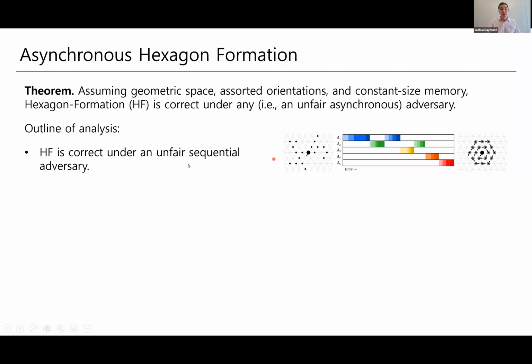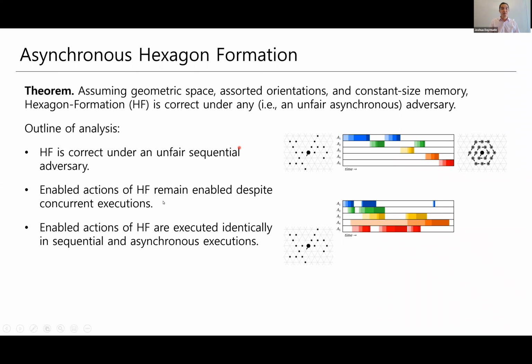How we prove this is we first show that the algorithm works in the easier sequential setting. This is the normal way that Amoebot algorithms are analyzed, so we know that sequential things work. Then we show two key properties. One, if an action is enabled, then it will remain enabled despite any concurrency going on in that Amoebot's neighborhood. Number two, if an enabled action is executed, then it will execute successfully and identically in both a sequential and asynchronous setting. So here we have this arbitrary asynchronous thing going on.